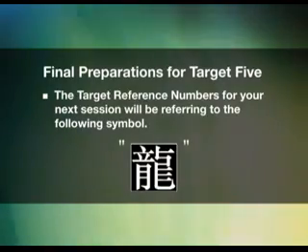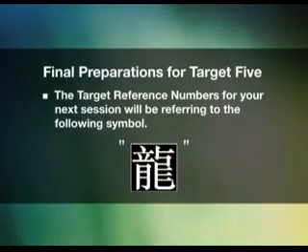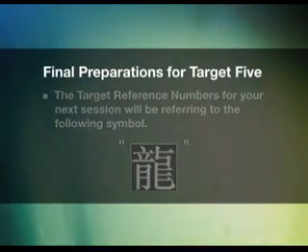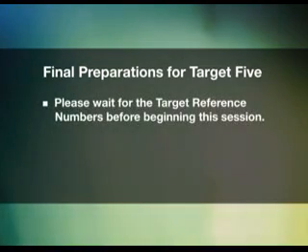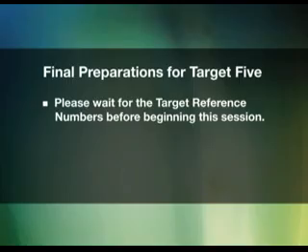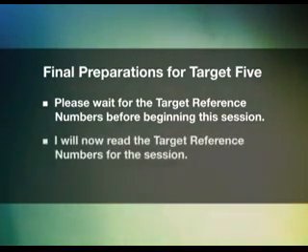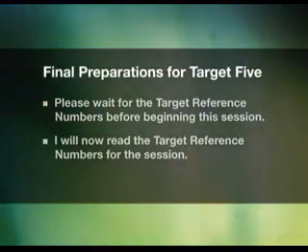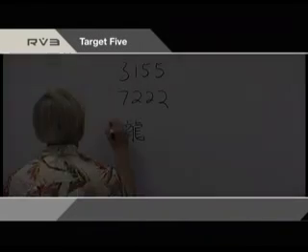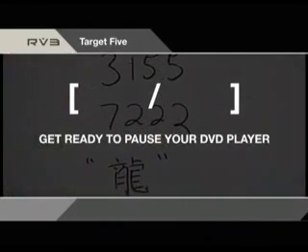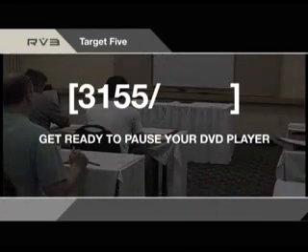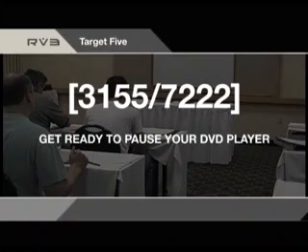In essence, we wish to find out what that symbol means, and also if there is any additional meaning behind the symbol. Even though you are provided the target, you must still wait for the target reference numbers. This formalizes the cue to ensure that everyone is remote viewing the exact same target. I will now read the target reference numbers as Major Dames provides them on the board. The target reference numbers are 3155 7222.